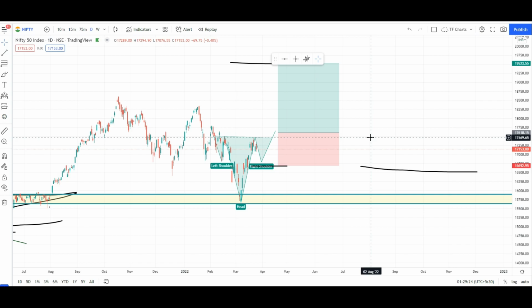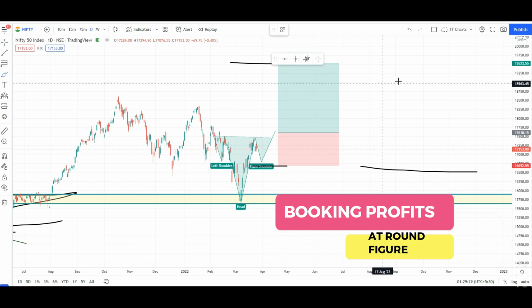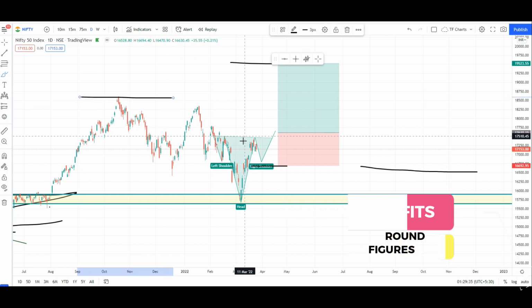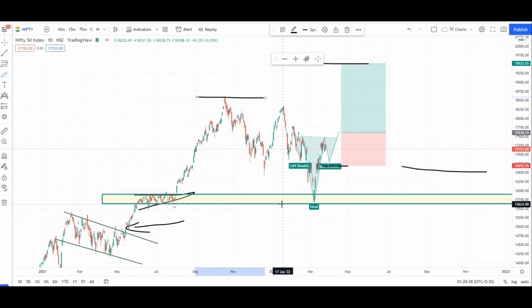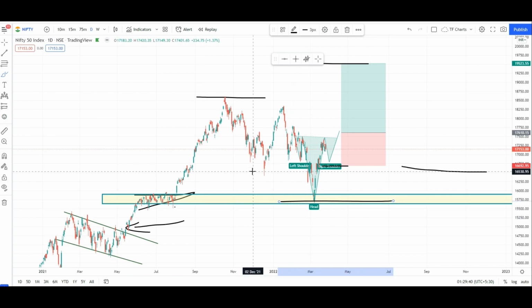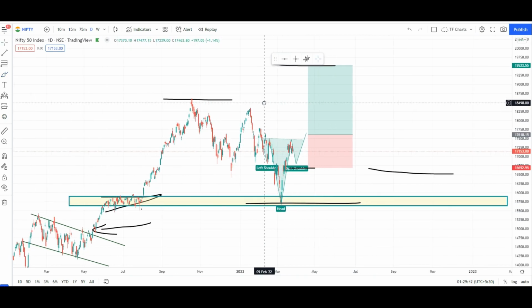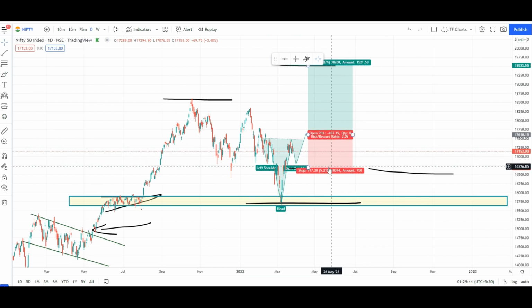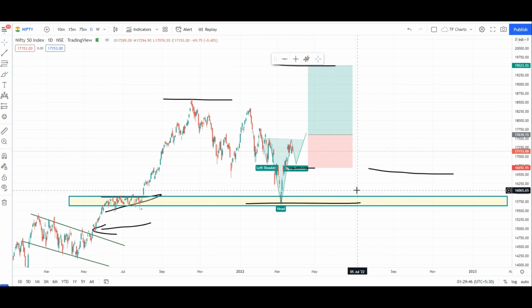Before concluding, I would like to add 2 key points here. One is to always book profits at round figures. Like Nifty took resistance at 18,500 at the top here, and took support at 15,500 levels here. So it's not a must to respect a round figure zone, but at times I do it to book profits at regular intervals. So if Nifty reaches 18,000 or 19,000 or 19,500, I book profits. I expect a retracement or a correction, but it's not that Nifty must correct in that region.